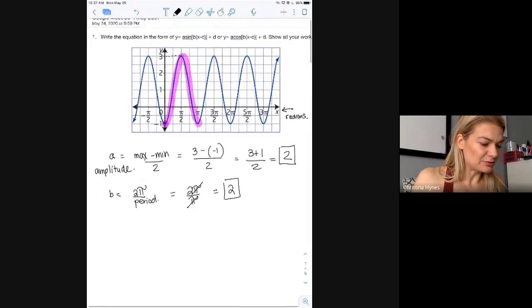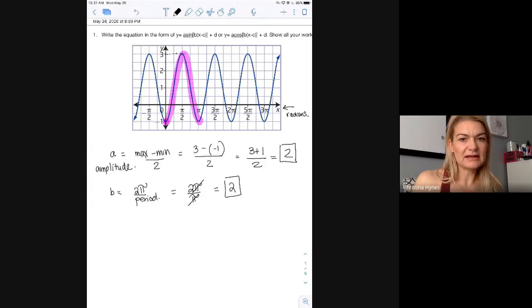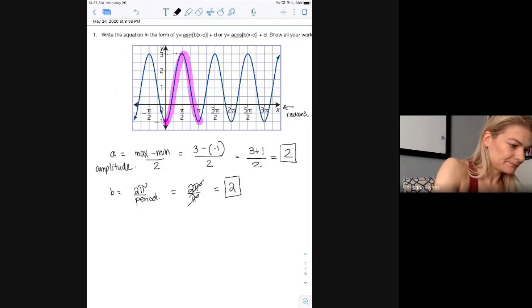So that's how you find your b value: 2 pi divided by your period. You're just going to have to figure out what your period is. So what is one rotation around your circle? And then I'm going to leave C for now.